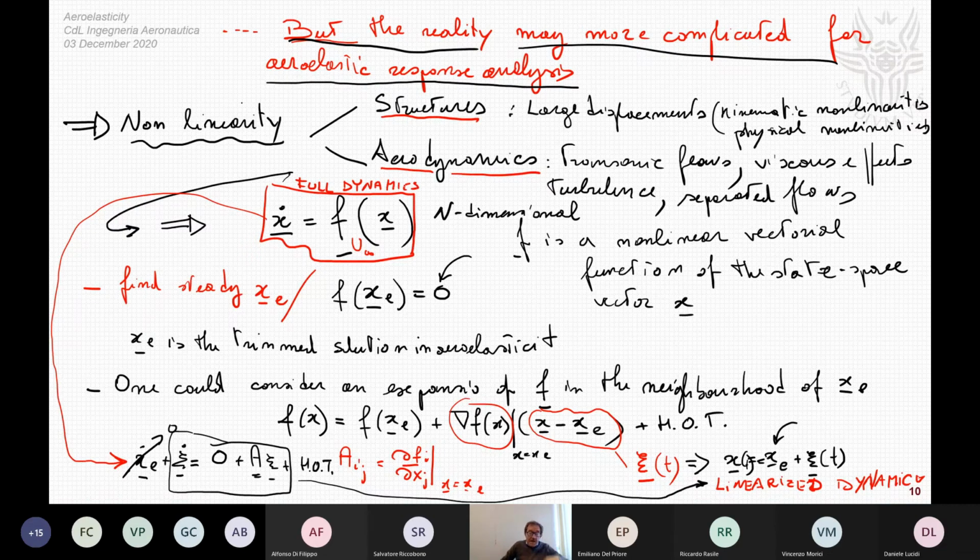Okay, I want to invite all of you to consider this whiteboard because I think that this is important for your life in general. In this whiteboard, I am clarifying what one has in mind when talking about nonlinear dynamics in general and a linearized version of the dynamic. Okay, so my conclusion to this work is the following.